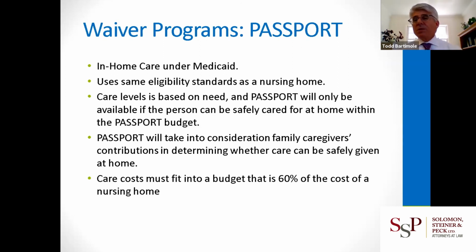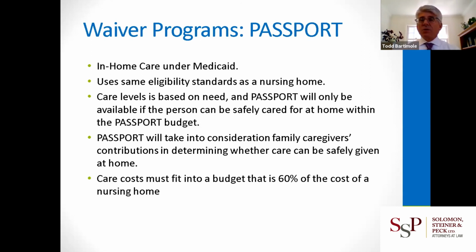Passport is a great program. It allows you to stay at home and get basically nursing home type care at home. It is not going to provide 24-hour coverage. There is a budget that has to be determined. Everybody who applies for Passport, the Area Agency on Aging comes out to the house. They do an assessment, they do a budget, and they try to figure out how much care is going to be needed in order to keep someone safe at home.